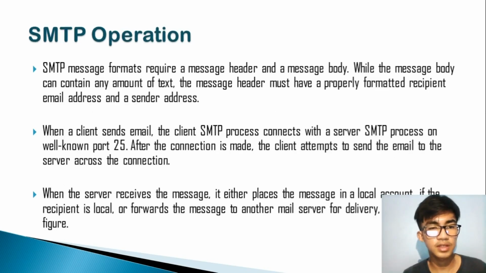SMTP operation. SMTP message formats require a message header and message body. While the message body can contain any amount of text, the message header must have a properly formatted recipient email address and sender address. When a client sends email, the client SMTP process connects to the server SMTP process on well-known port 25. After the connection is made, the client attempts to send the mail to the server across the connection. When the server receives the message, it either places the message in a local account if the recipient is local, or forwards the message to another mail server for delivery, as shown in the figure.